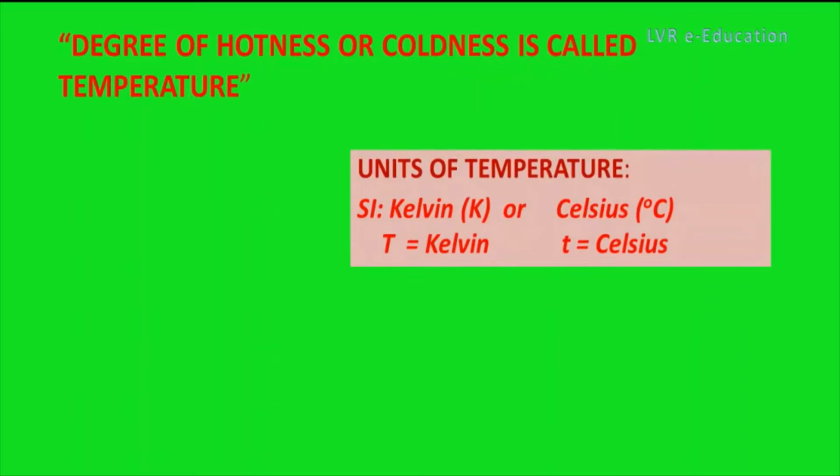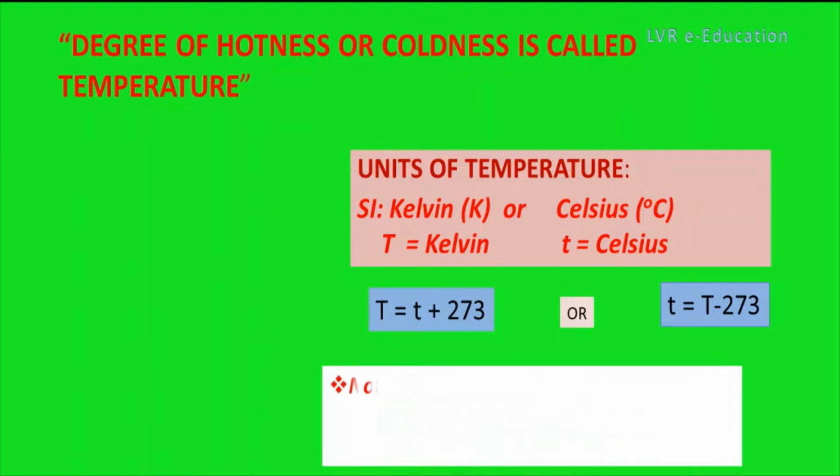Let's see the units of temperature. In the SI system, the unit of temperature is Kelvin or Celsius. The temperature which is measured in the Kelvin scale is denoted by capital T. The temperature which is measured in the Celsius scale is represented by small t. So you can obtain the value in the Kelvin scale by adding 273 to the Celsius value. Similarly, we can obtain the value in the Celsius scale by subtracting 273 from the Kelvin value.